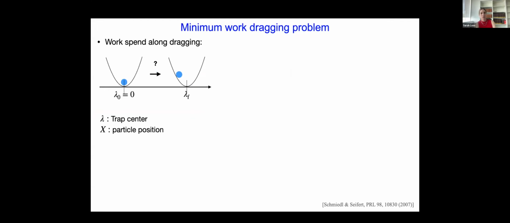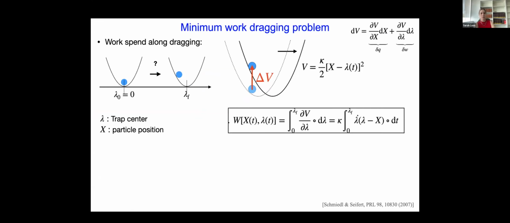Okay, so what is the work? Why do we have to apply work to drag the particle? Of course, if we move the trap, then we increase the potential energy of the particle in the trap, and therefore we have to supply work from outside. So the work functional is given here in a simple form. It is quadratic in the protocol and linear in the particle position if I write it in this form.